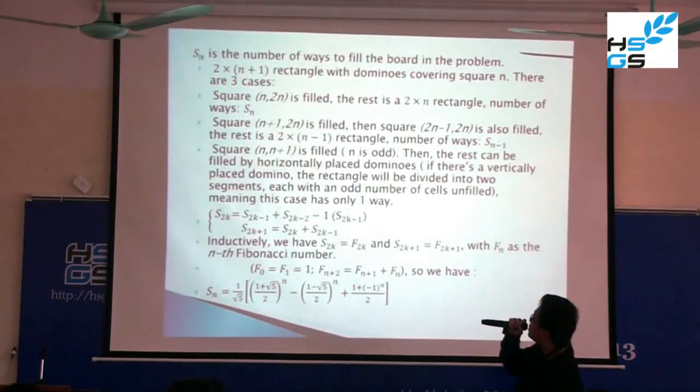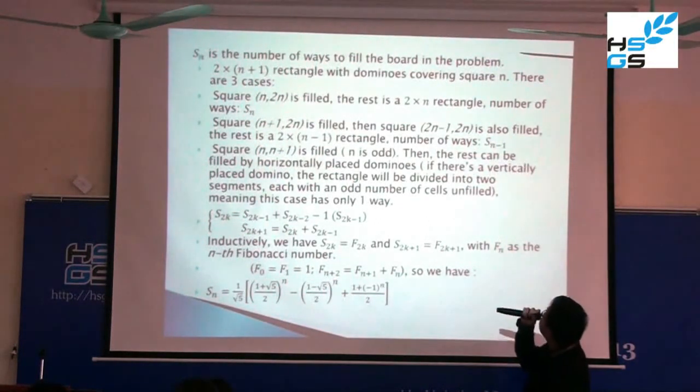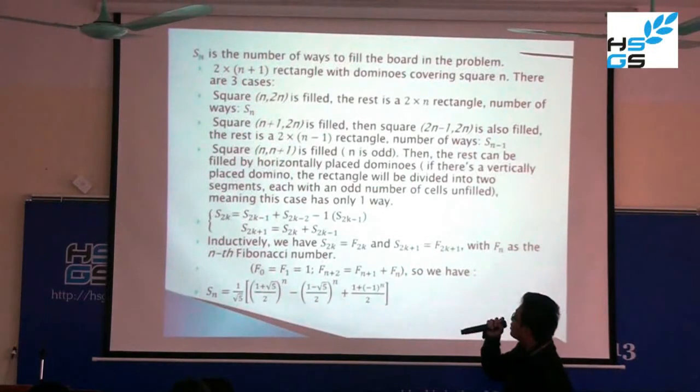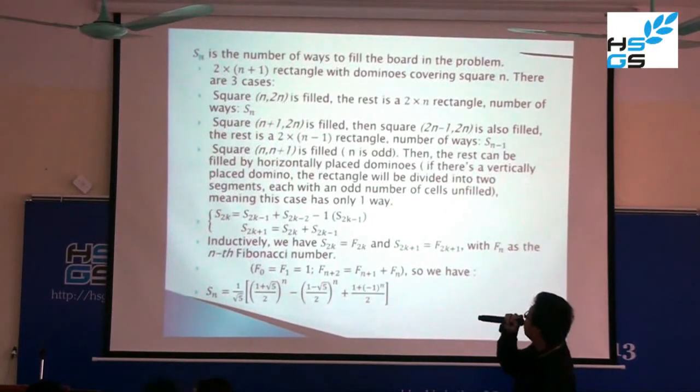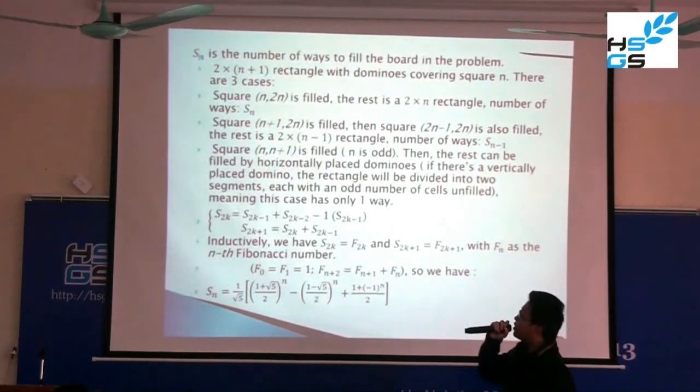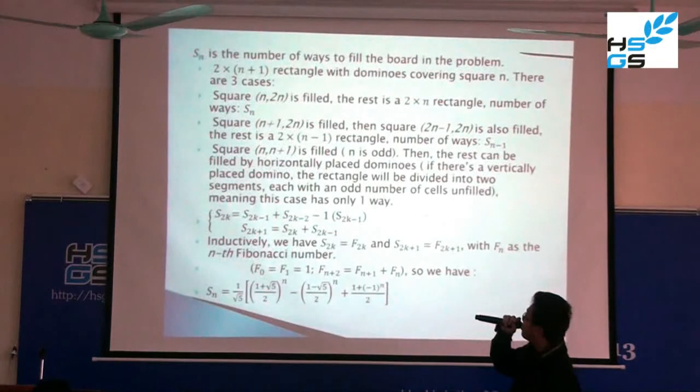We see that Sn is the number of ways to fill the board in the problem, with an x by n plus 1 rectangle with the dominoes covering the square n. There are three cases: square n and 2n is filled, square n plus 1 and 2n is filled, and square n and n plus 1 is filled.